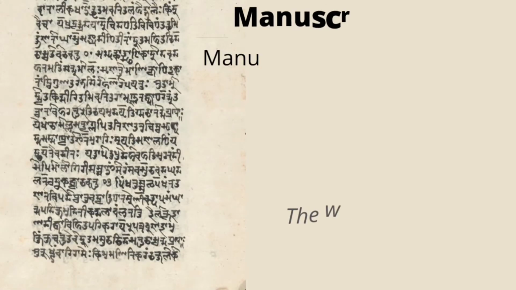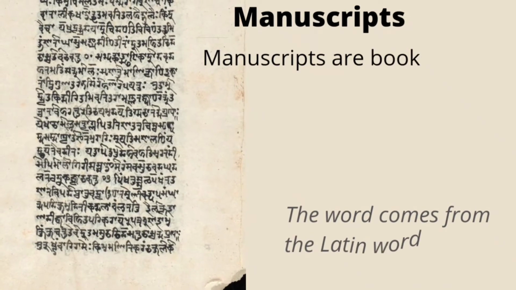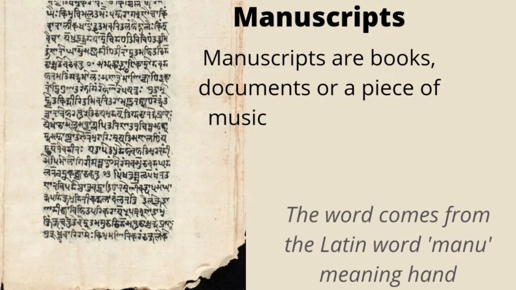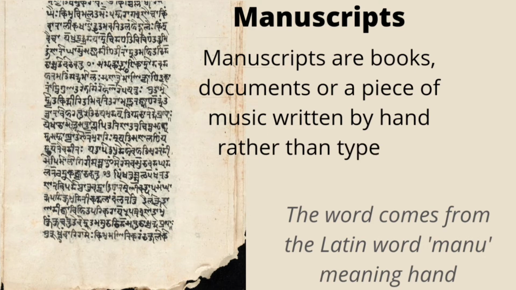The books that were written long years ago are known as manuscripts. Manuscripts are books, documents or pieces of music written by hand rather than typed or printed. That means handwritten books were known as manuscripts. So almost all the books in the olden days were manuscripts. That means they were written by hand. The word manuscript comes from the Latin word manu, meaning hand.